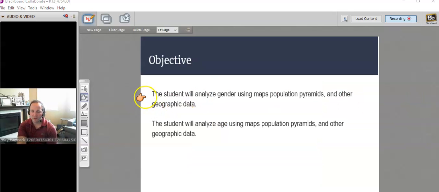Okay, so here are the objectives for today's lesson. The student, that means you, will analyze gender using population pyramids and other geographic data. The student will analyze age using maps of a population pyramid and other geographic data. Yes, let's talk about that real quick, because that moves us right into what a population pyramid is.